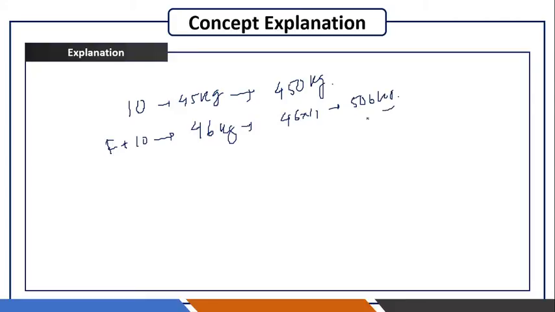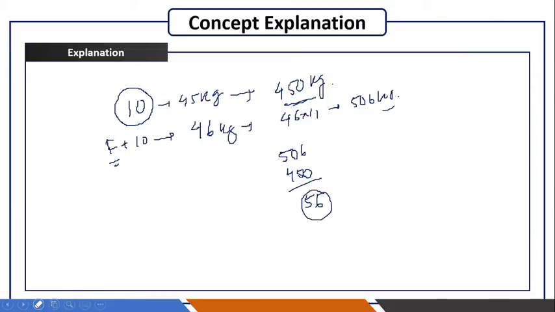Now 506 kg is the total weight of the faculty and the 10 students. I already know the weight of the 10 students, which is 450 kg. So from here I'll be able to find out the weight of the faculty by subtracting 450 from 506, which is going to give me 506 minus 450, that is equal to 56. And that's the right answer. Now let's solve one more problem on this, and after that we'll move on to mixture and alligation.